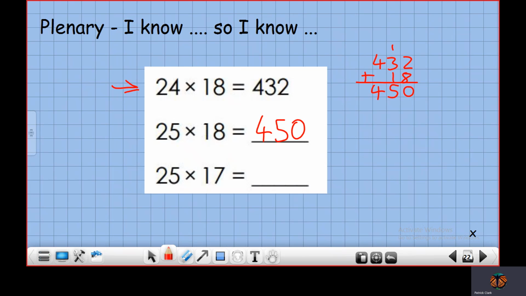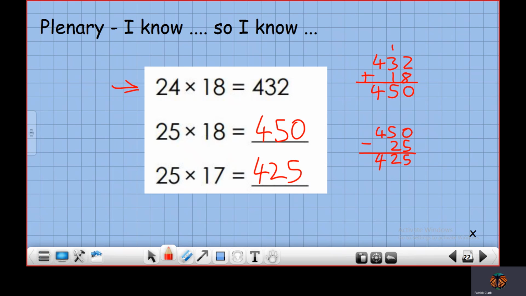Can we work out then 25 times 17? Well, if we know that 25 times 18 is 450, then 17 times 25 is one group less of 25. It becomes a subtraction question. And now we know if we take away 25 from a 50, the answer has a 25 in it, and then that 400 stays the same. So we have found out that 25 times 17 is 425.